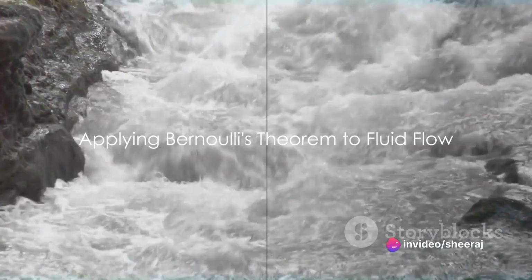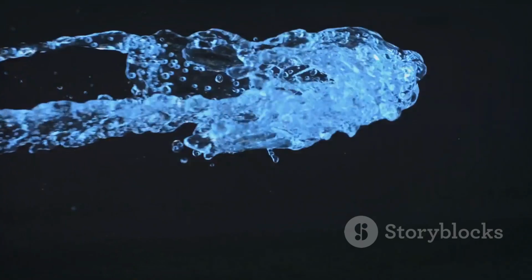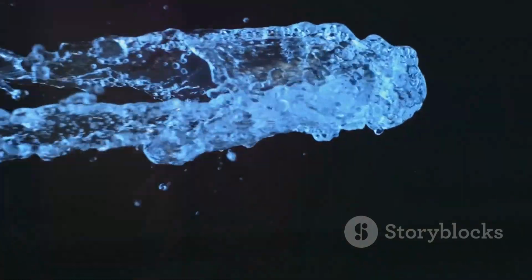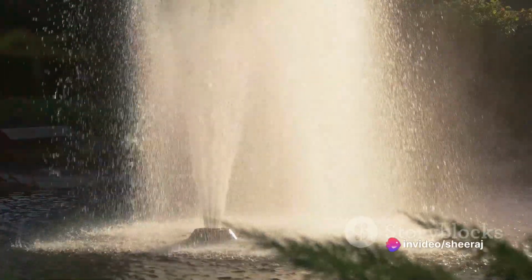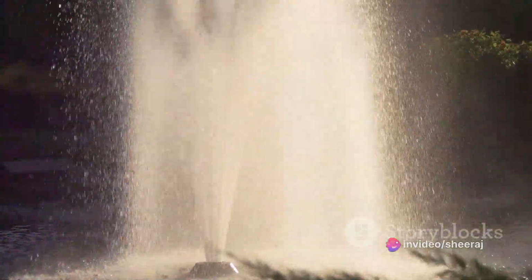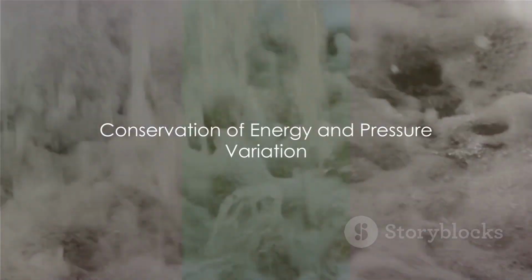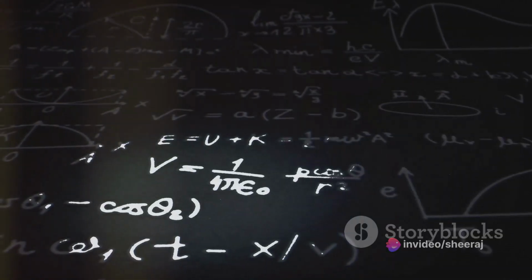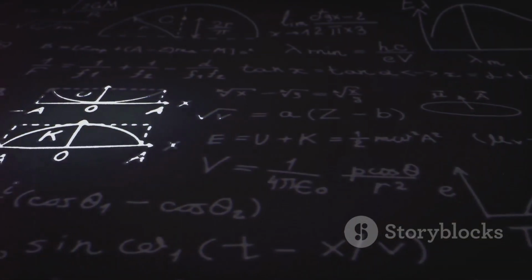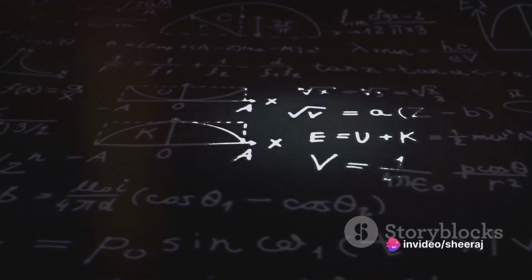To break it down, imagine a fluid flowing through a pipe. The pipe is wide at one end and narrow at the other. According to Bernoulli's theorem, as the fluid reaches the narrow part of the pipe, it speeds up and its pressure decreases. Conversely, in the wider parts of the pipe, the fluid moves more slowly and its pressure increases. This might sound counterintuitive. After all, wouldn't you expect the pressure to increase as the fluid speeds up? But remember, we are dealing with the conservation of energy. The total energy, a combination of kinetic energy due to the fluid's motion, potential energy due to the fluid's height, and pressure energy, remains constant.